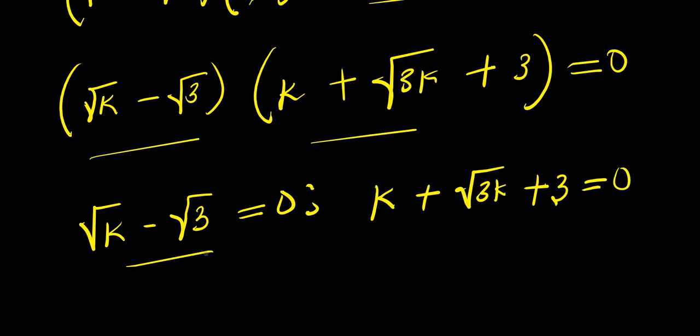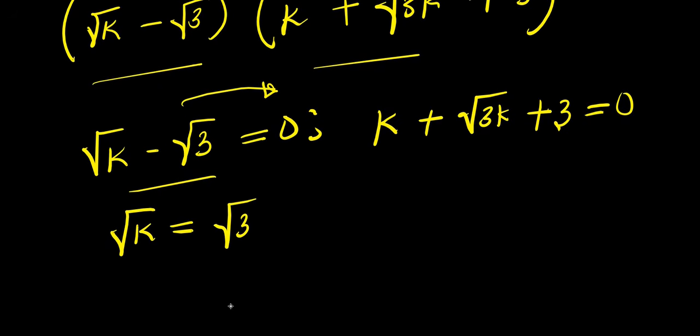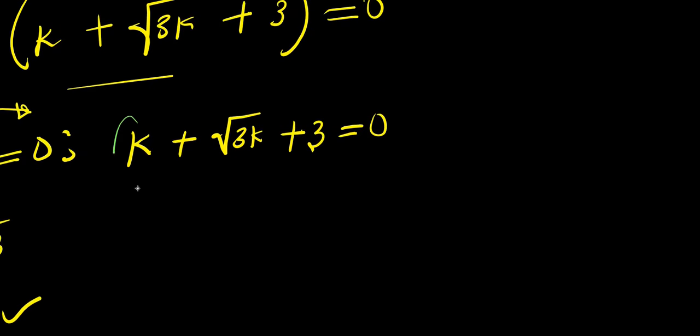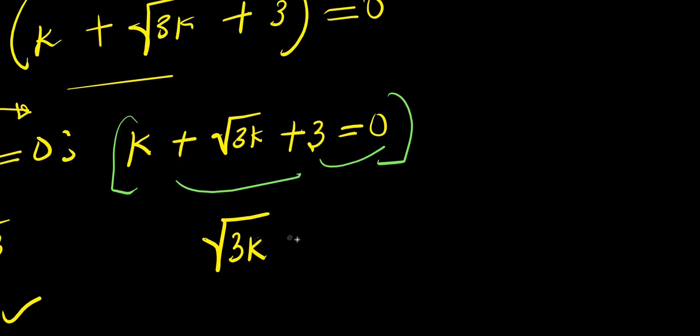So let's solve this. I move this down here. Have root k equals root 3. Right now this cancels this. Have k equals 3. Let's set it out. For this, I move this and this over here. Have root 3k equals, this is negative 3 minus k.